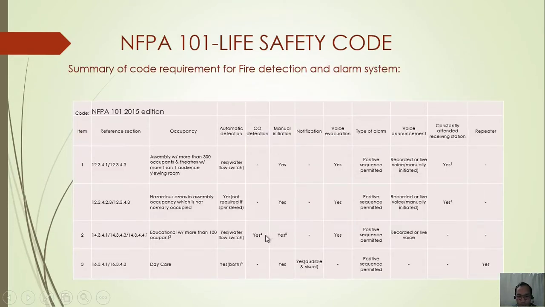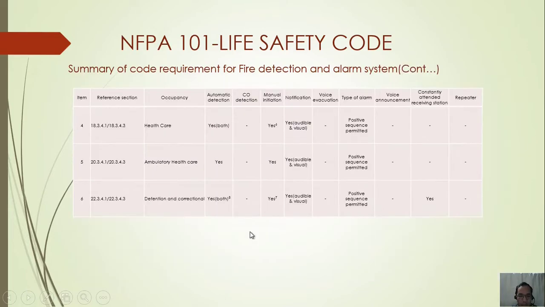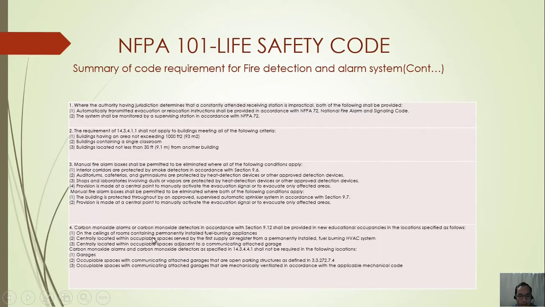So what is the fourth note? This is about CO detection in educational. So what is the note there? Carbon monoxide alarms or carbon monoxide detectors in accordance with section 9.12, just take a look at this clause, guys, in NFPA 101, shall be provided in unit occupancies in the locations specified as follows. So these are the areas where you need to provide CO.